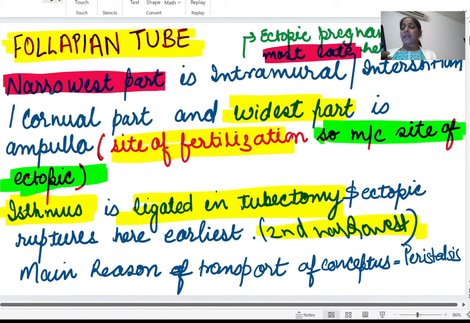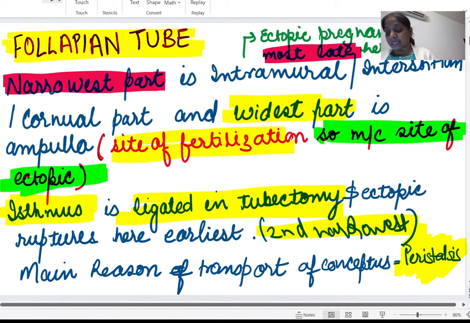Now you all know that fertilization occurs in the ampulla. What is the main reason of transport of the conceptus, the zygote, into the uterus? Peristalsis. There are two factors which migrate the conceptus to the uterus: one is cilia and another is peristalsis. The main factor is peristalsis, a PYQ of NEET PG. Same examiners are making your paper and NEET PG. Peristalsis. Very good.